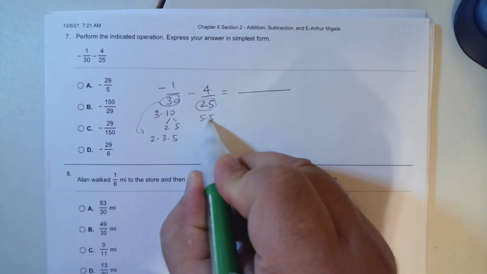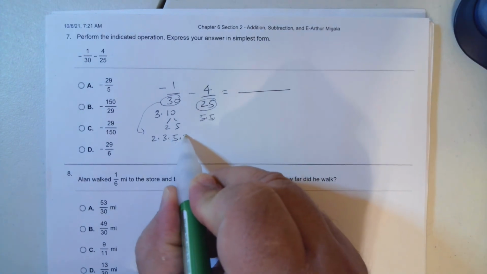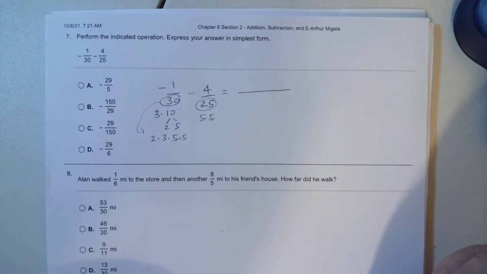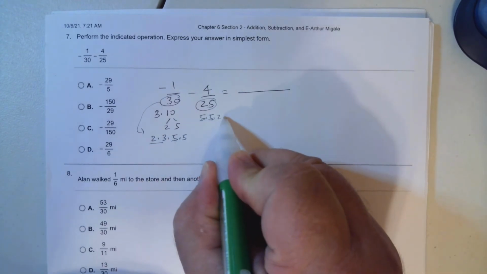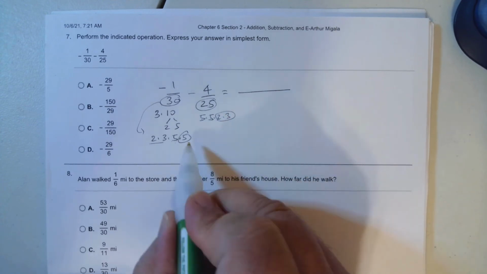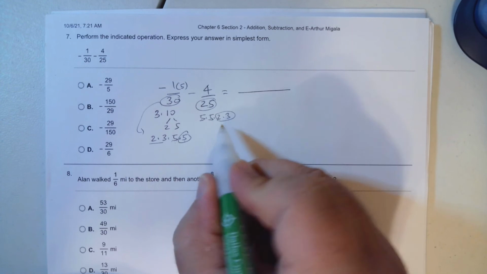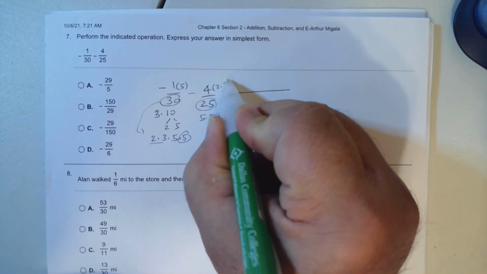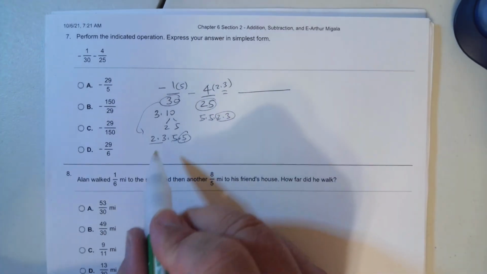So we still know what these are. This one has 2 5s. This one needs a 5. This one has a 2 and a 3. This one needs a 2 and a 3. Remember, whatever we put in the bottom, we have to put on the top also. So basically we're finding the LCD.